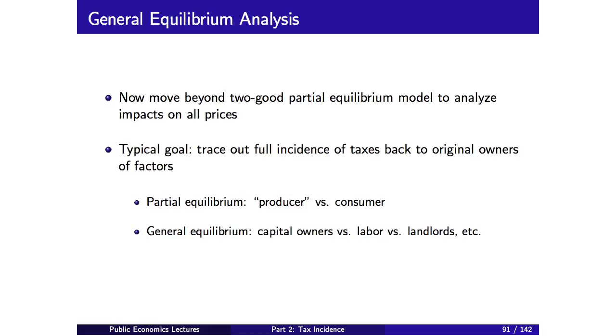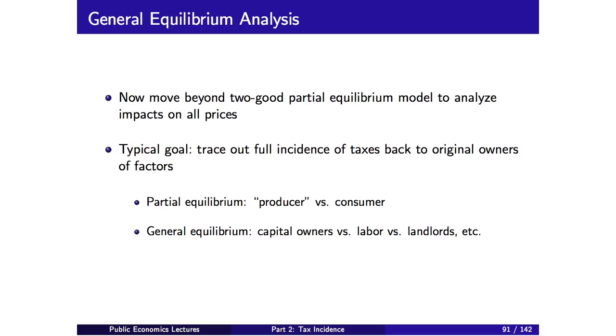So we've been talking about a two-good partial equilibrium model until now in this class. Now, what's the typical goal of general equilibrium analysis? It's usually to extend that to trace out the full incidence of taxes back to the original owners of the factors. So in partial equilibrium analysis, like in this diagram here, we often talk about incidence on the consumer versus incidence on the producer.